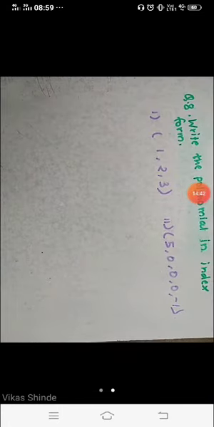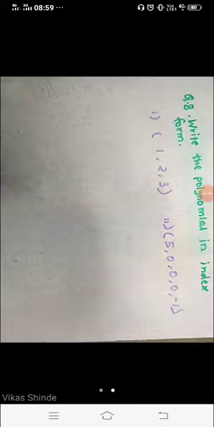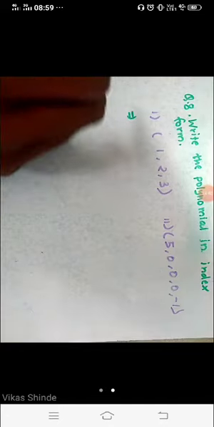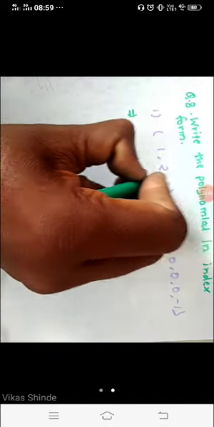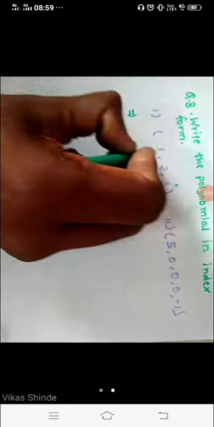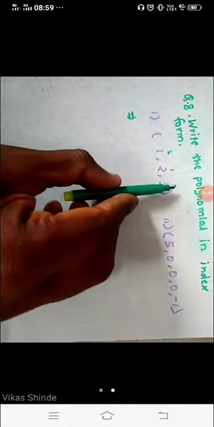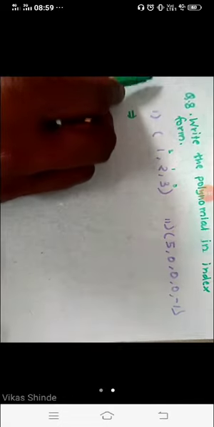Okay student, look here, our next question. Write the polynomial in index form. Here is 1, 2, 3, which means these are the indexes for us. So at the time of writing the answer in our solution, you know student, the last number indicates the 0 index, this one indicates the first index, and this one indicates the second index. It begins from that side: 0, 1, 2, 3, up to like that.